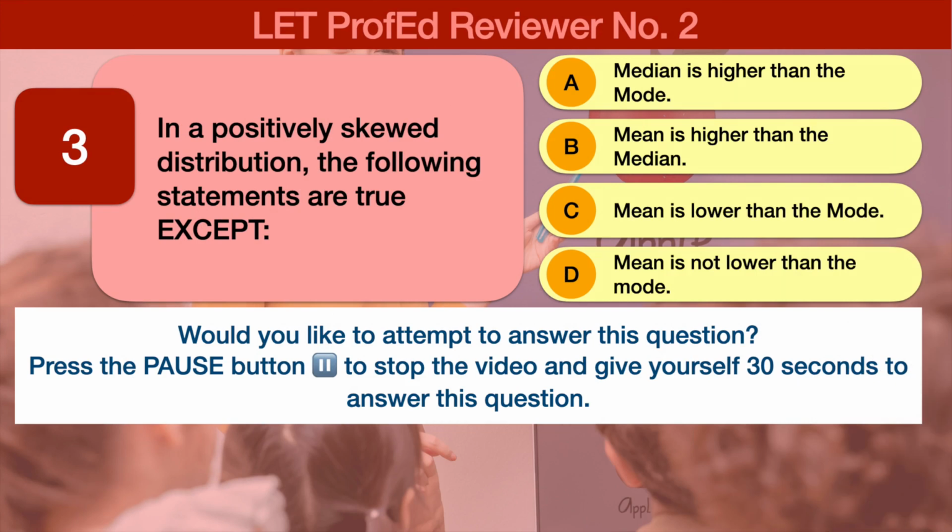Question number 3. In a positively skewed distribution, the following statements are true except A. Median is higher than the mode. B. Mean is higher than the median. C. Mean is lower than the mode. D. Mean is not lower than the mode.